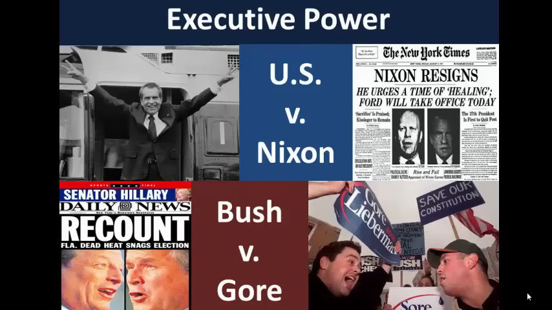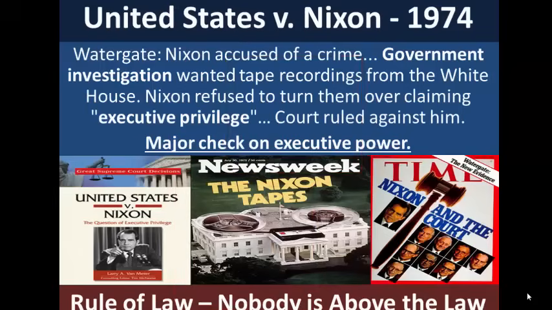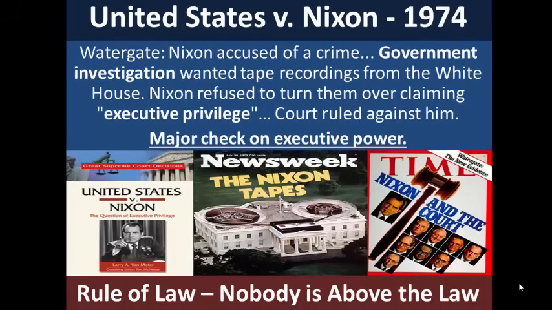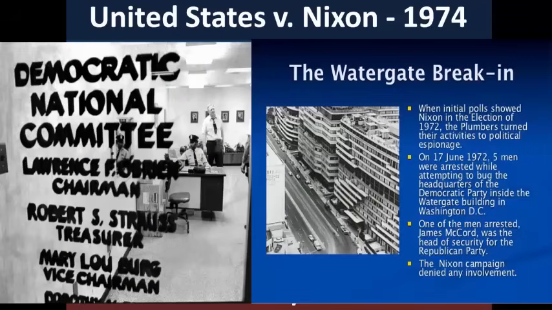And these are the U.S. government versus President Nixon and George Bush versus Al Gore. The case of the U.S. government versus President Nixon was a result of what was known as the Watergate scandal, which took place during the early 70s. The Watergate scandal was when burglars were caught breaking and entering into the Democratic election headquarters at the Watergate Hotel in Washington, D.C.